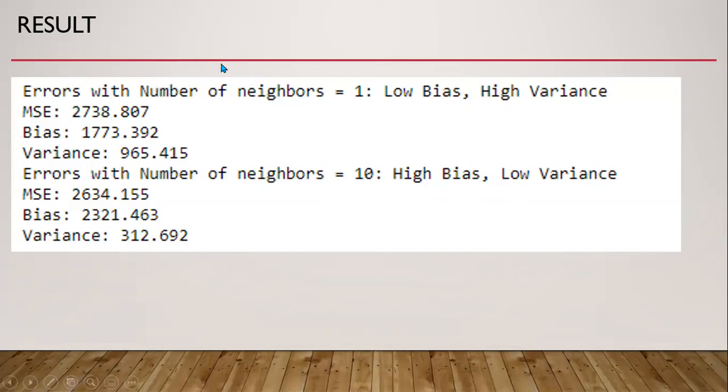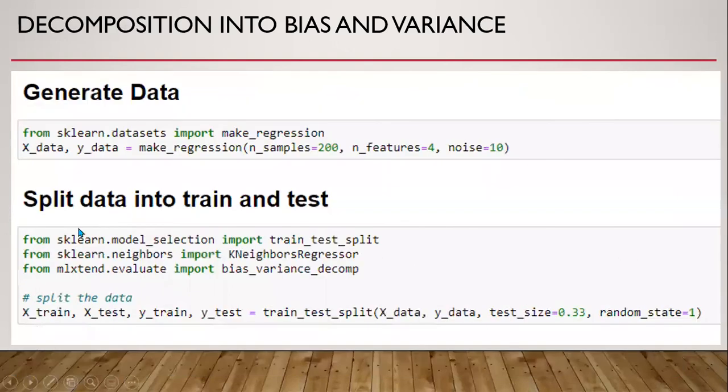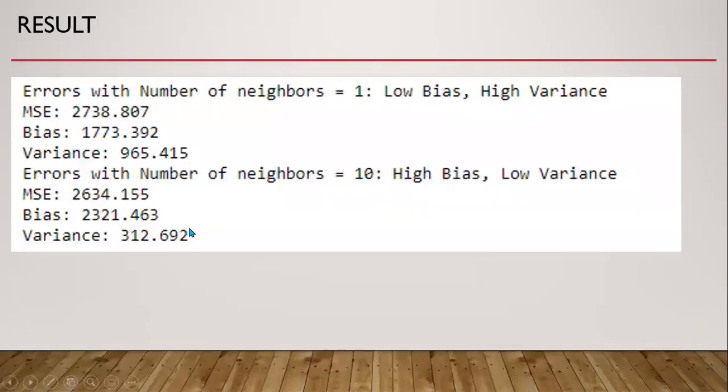And so this is how we decompose the mean square error of the regression into bias and variance using the mlxtend library. So this is all for today.